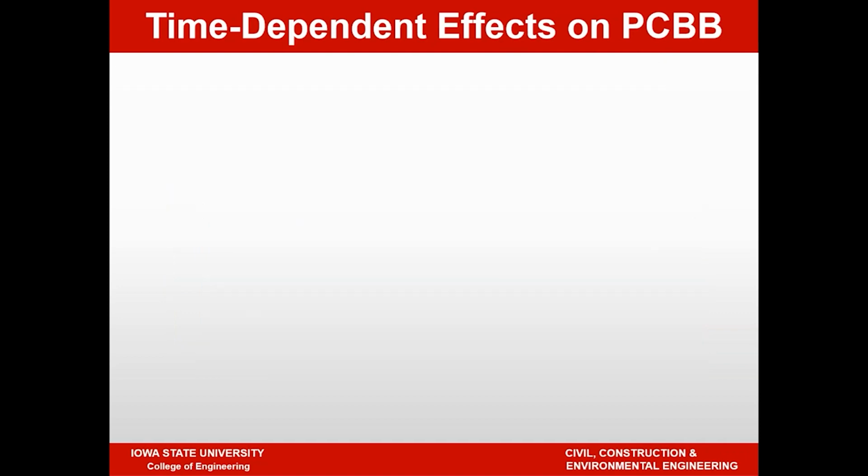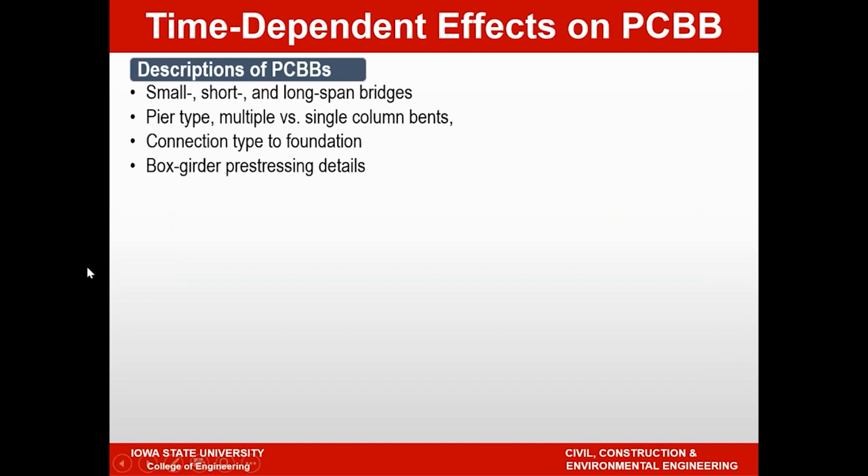So let me share some of the bridges that we have looked at. We've included with Caltrans input small, short, and long span bridges. Pier type included multiple as well as single column bents. For the connection type to the foundation, both fixed and pin conditions were used. And then the amount of pre-stressing in the box girder itself also varied in these bridges, and that's how we formulated these 8 different cases.